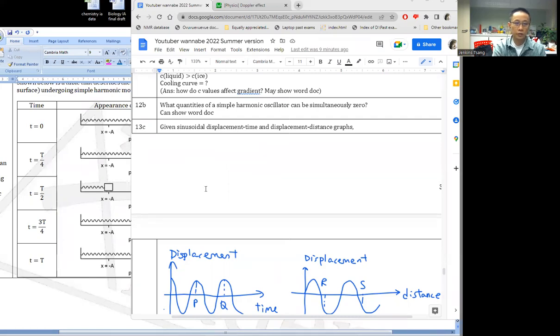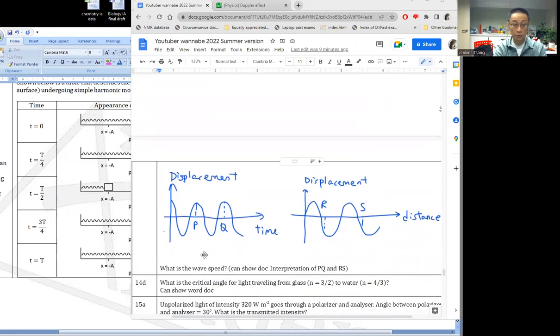Moving on to question 13 now. Given two sinusoidal displacement-time and displacement-distance graphs, first of all, the word displacement refers to the displacement of a particle that is oscillating within the medium, whereas the word distance refers to how far a location is from the source of the wave. So the quantity provided by the displacement-time graph is the period. So PQ is the period, whereas RS represents the wavelength.